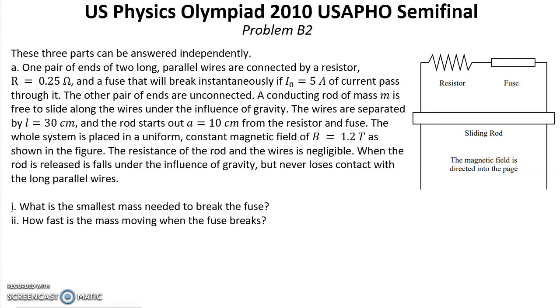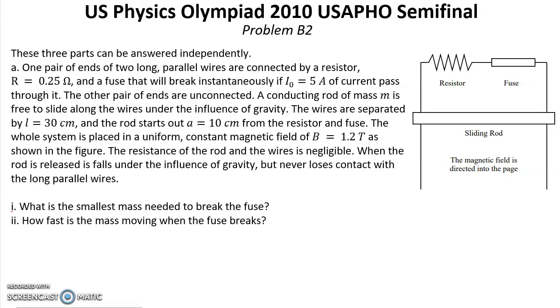Part A. One pair of ends of two long parallel wires are connected by a resistor. Resistance equal 0.25 ohms, and the fuse that will break instantaneously if I0 current through it equal 5 ampere of current passed through it. The other pair of ends are unconnected.